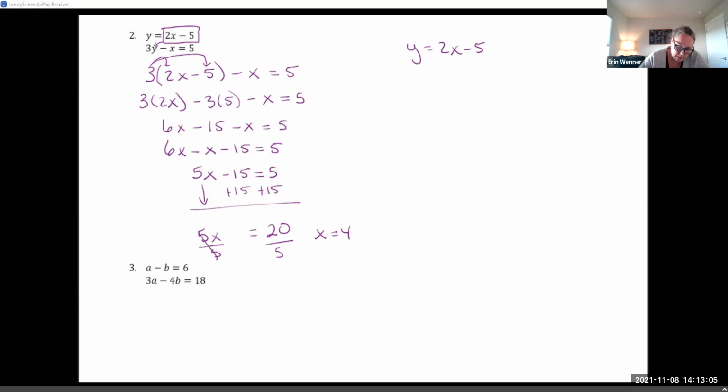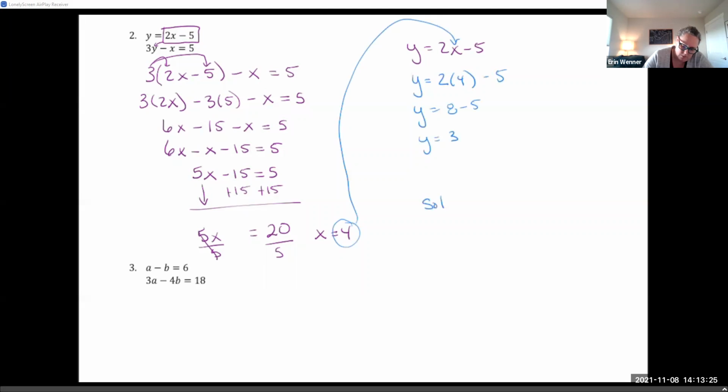So we're going to take this 4 and substitute it in for x in that other equation. So we get y equals 2 times 4 minus 5. 2 times 4 is 8, and 8 minus 5 is 3. So our solution is the point (4, 3).